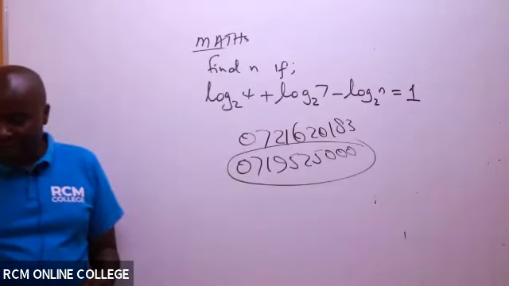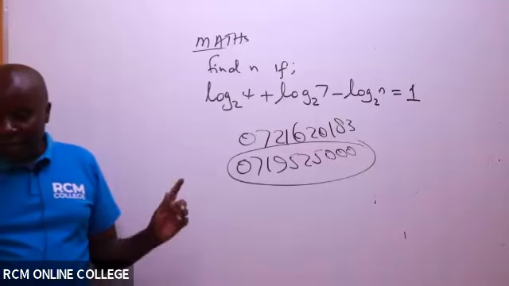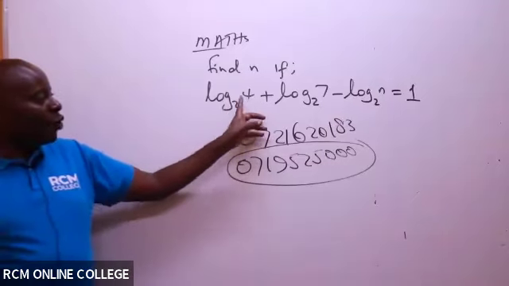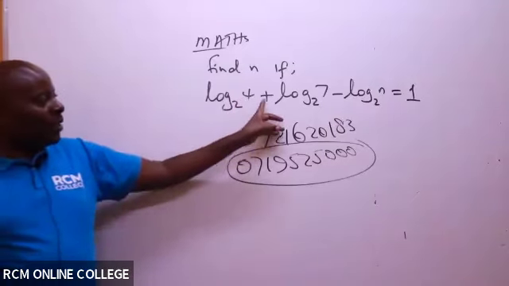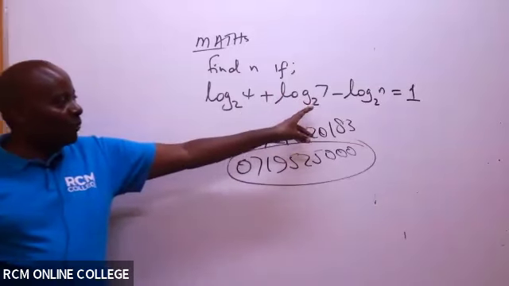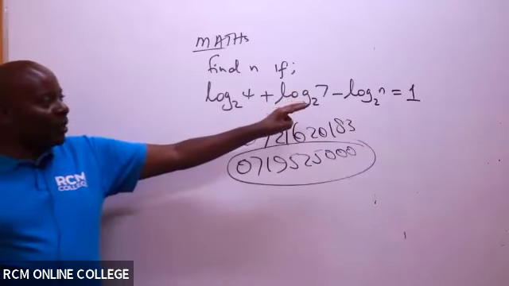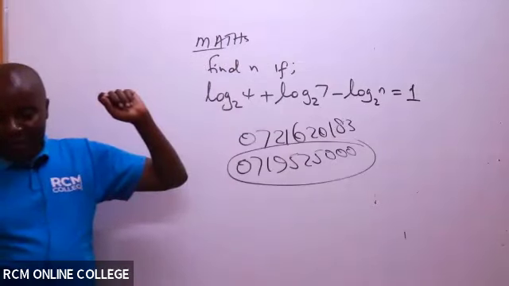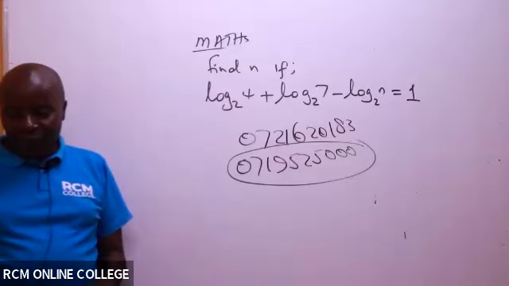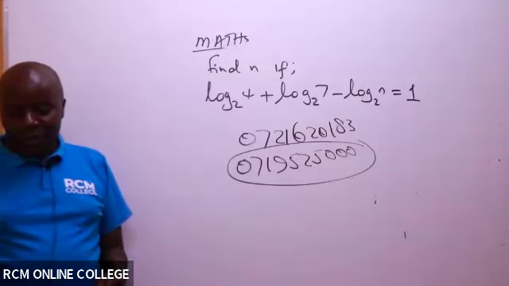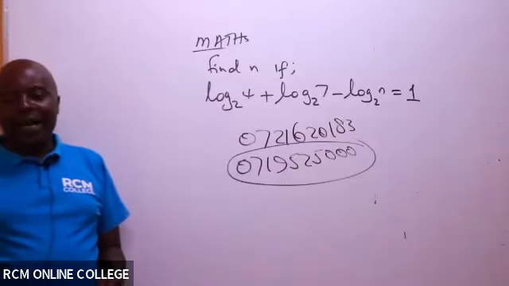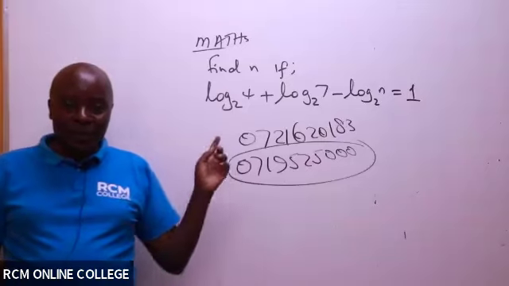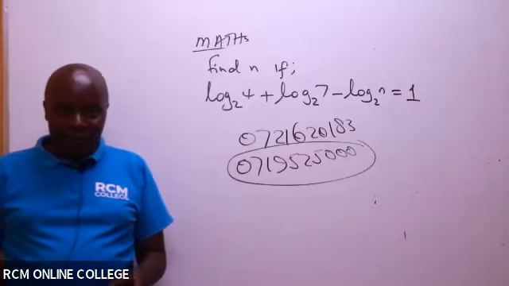Oh, I see there are so many guys. So find n if logarithm of 4 to base 2 plus logarithm of 7 to base 2 minus logarithm of n to base 2 equals 1. Find the value of n. n is 14. Somebody is saying n is 14. So the students who are in grade 9, have you done these kinds of questions in your classwork, logarithms?